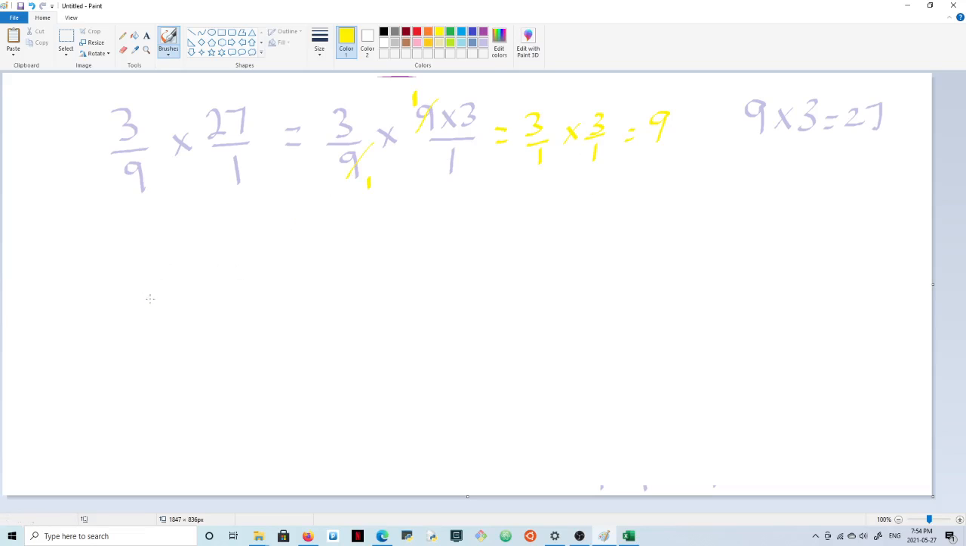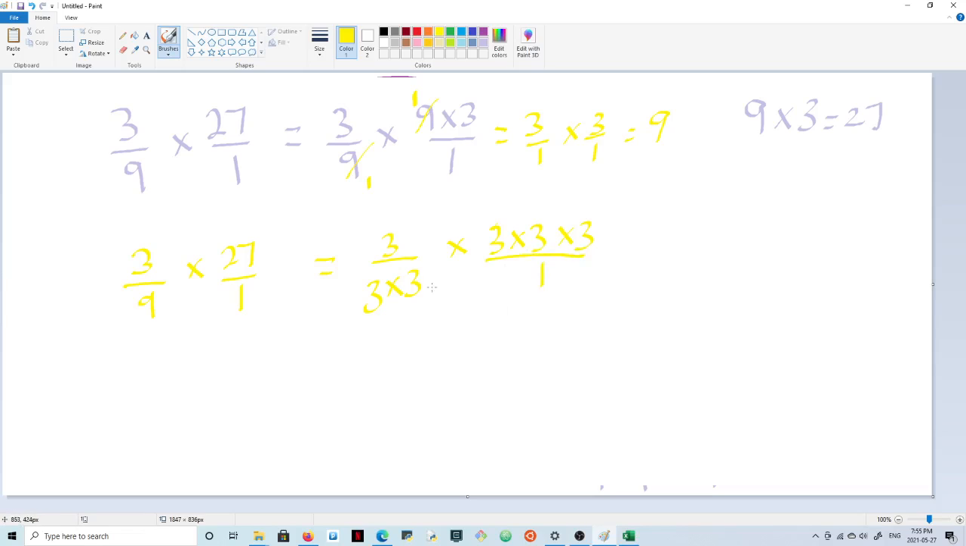Now, a next way, what if you start by doing this? 3 upon 9 times 27 upon 1, and you say, oh, I have 3 upon 3 times 3, times 27, and you say, what is 27? 9 times 3 is 27, so you write 3 times 3, which is 9, times 3. So 3 to the cube power is 27.